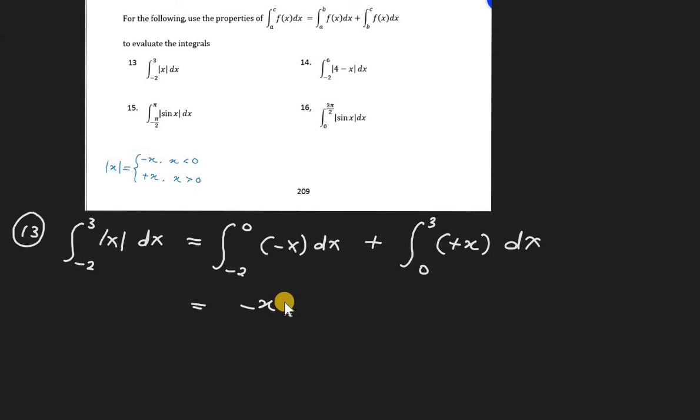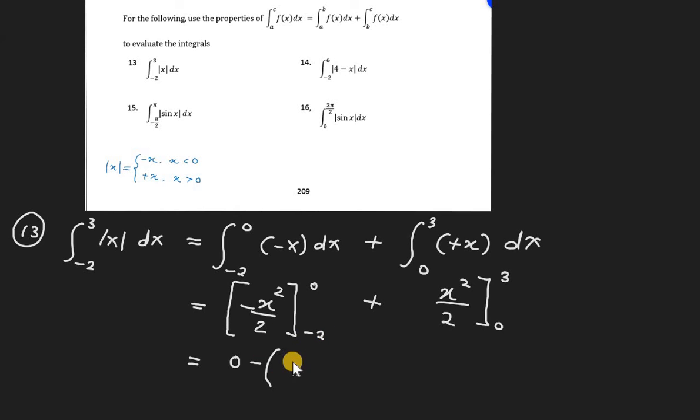Okay, let's integrate together. So we write down, before we substitute the value, you can write like this. So here we have x squared over 2 for a boundary of 0 to 3. Okay, next we are to evaluate the definite integral, replacing the x with first the 0. So we get 0 minus, and then replace the x with negative 2. So there we have a negative, so negative 2 squared over 2. Right, that's the first part.